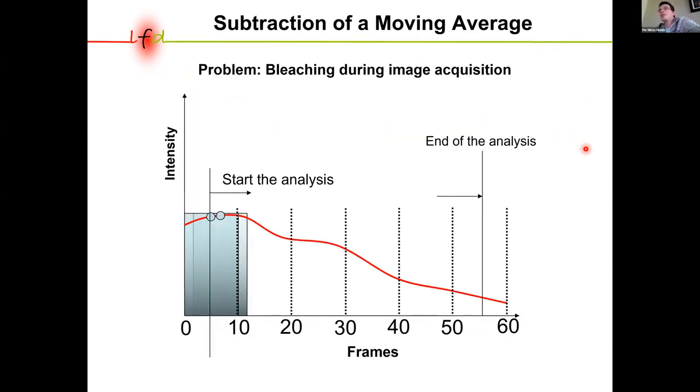Another issue that can happen in cells is photobleaching. While you're acquiring the image, you're illuminating your molecules, and they can eventually photobleach. And this results in an overall reduction in the fluorescent signal. So again, if we do this average subtraction, we can correct for that.